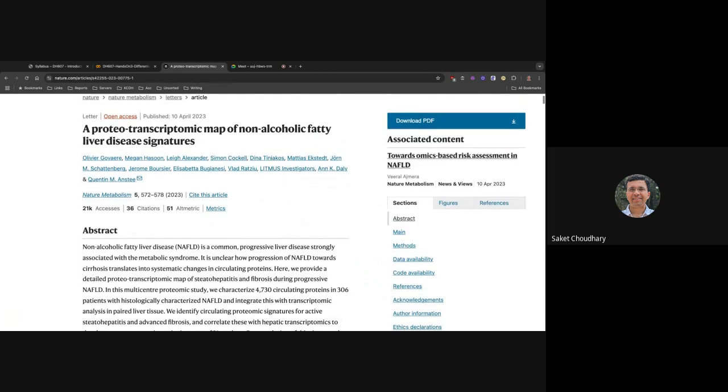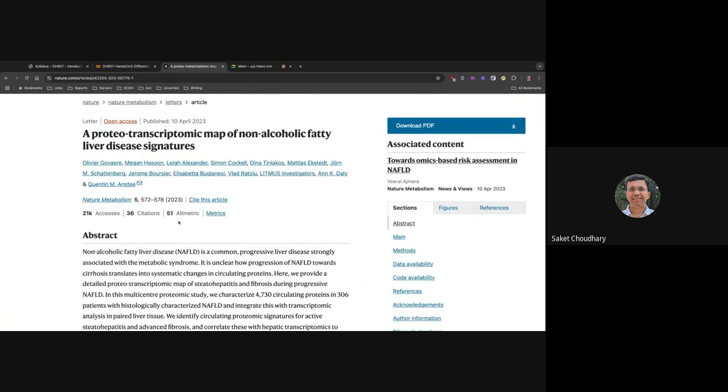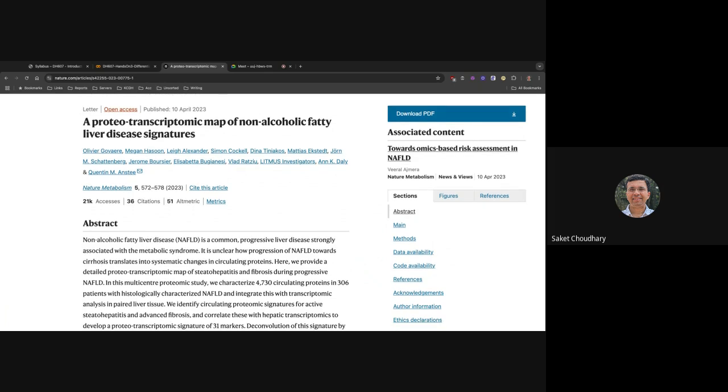So what this paper tries to do is use both transcriptomics as well as proteomics data to figure out a disease signature for different grades of fatty liver disease. Fatty liver disease, briefly, is what happens if you have a very high calorie diet and you're not exercising enough: a layer of fat gets deposited onto your liver.